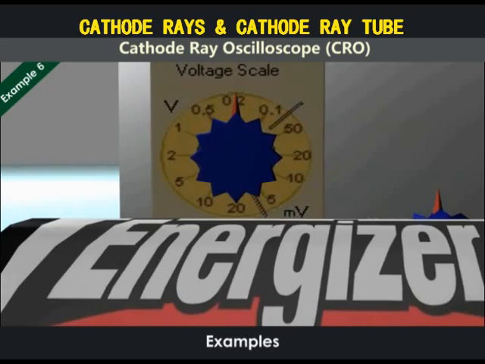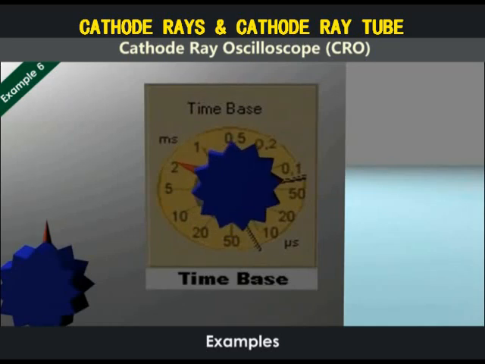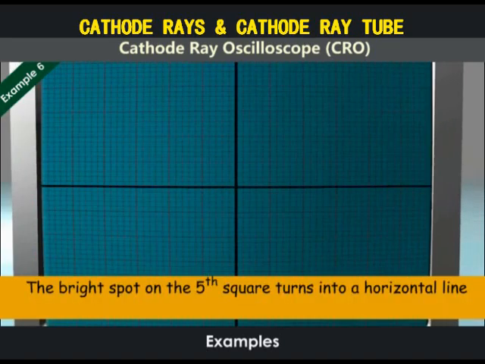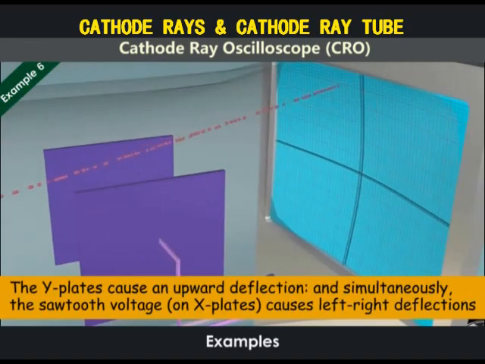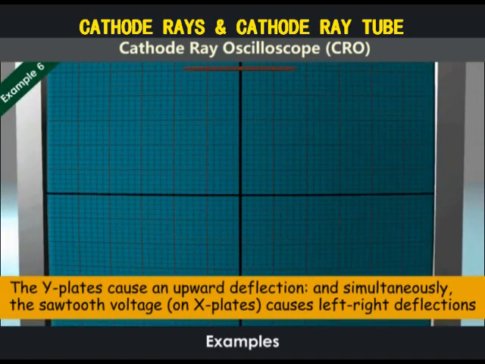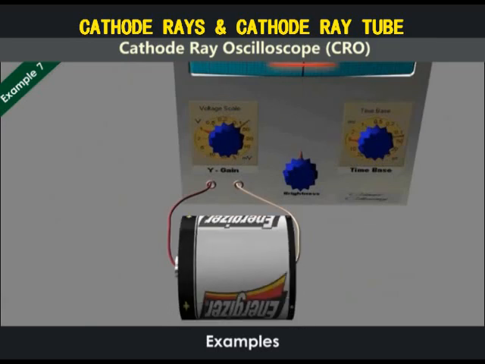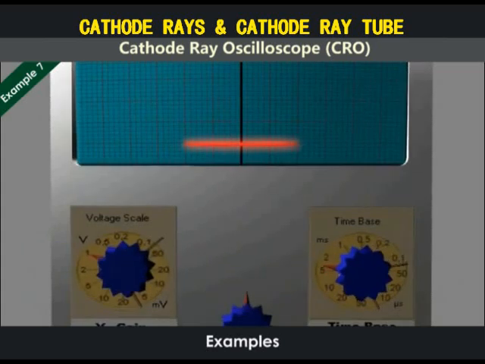In the 6th example, we still have the 5 volts battery, but the time base button is now on. This will change the spot on square number 5 into a horizontal line because now we have an upward deflection by the Y plate, and at the same time the X plates cause continuous left and right deflection across the screen. This causes the horizontal line. And if we reverse the connection of the battery, the line will now appear at the bottom. Changing the scale to a smaller value will cause a longer line.